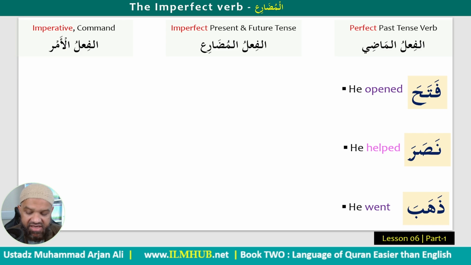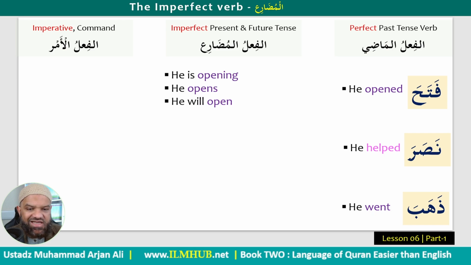completed. Now in Arabic, if I want to say he is opening, he opens or he will open. Of course, the doer can be she, it, they, or the name of a specific person or a group. It doesn't really matter, but the principle is the same. He is opening, he opens, he will open. That is covered by the mudari, and the mudari is yaftahu. Fataha, he opened, he opens, yaftahu.